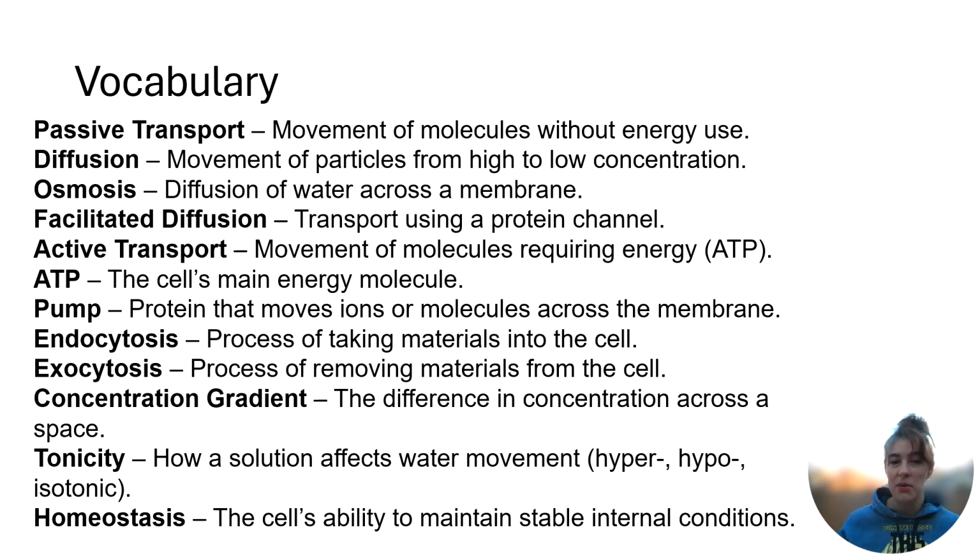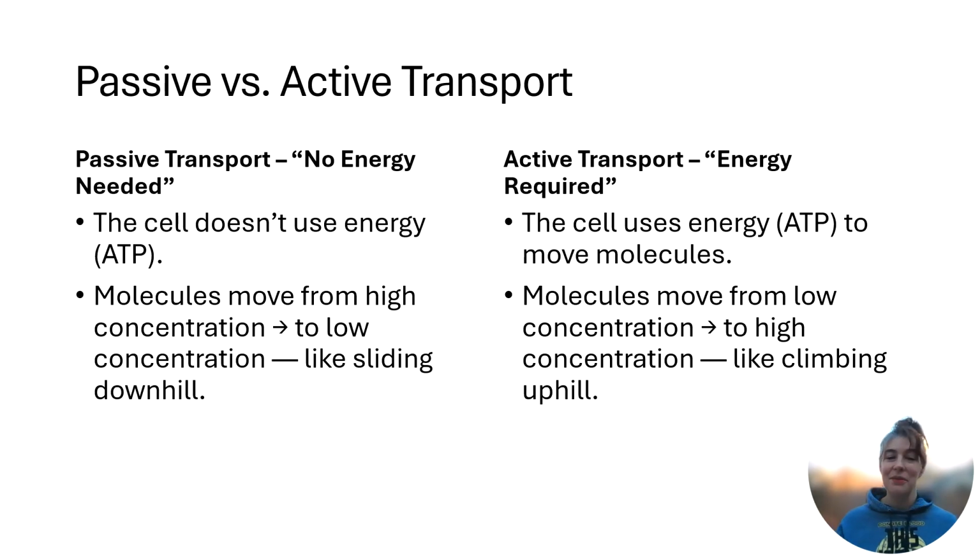And exocytosis, exit, the process of removing materials from the cell. And then our types of transport. There's a lot of them, but they are very similar to each other. So let's dive in. We have passive versus active transport. Well, passive transport, there's no energy needed. Whereas with active transport, energy is required. You need to use ATP to get stuff in or out. So for passive, the cell doesn't use any energy. There's no ATP that needs to be spent.